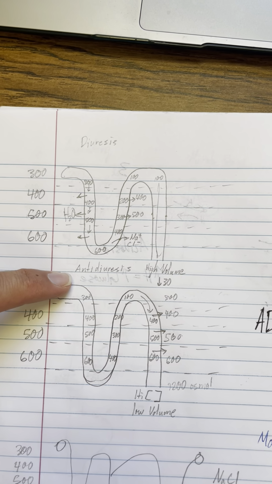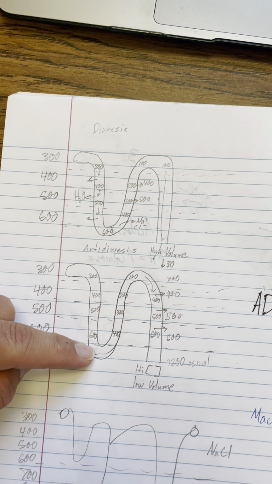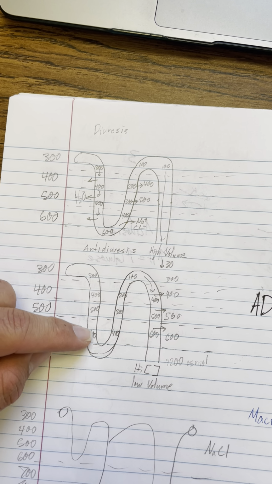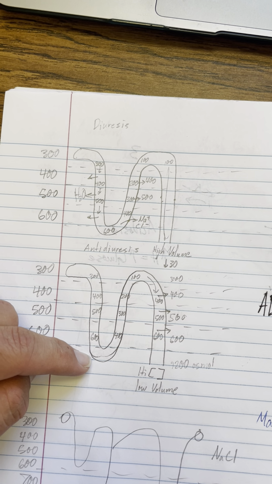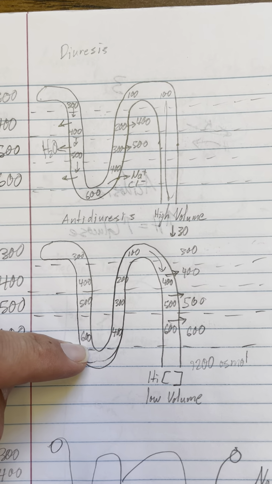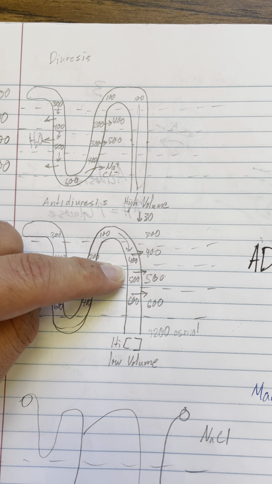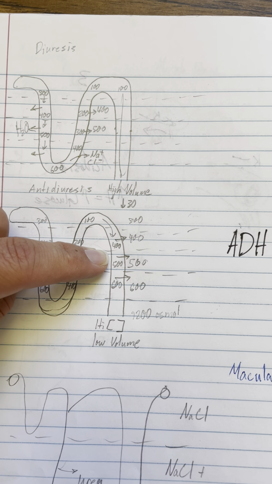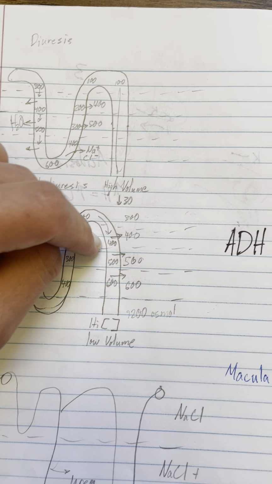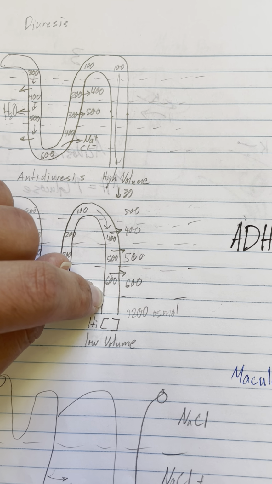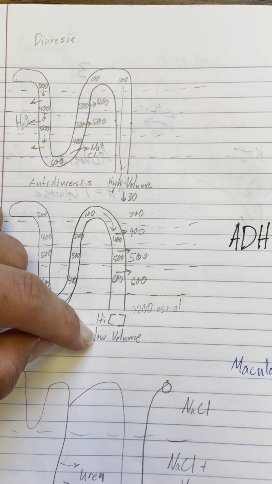So in antidiuresis, you don't want to lose as much water. So not as much water is going through here. You're still losing some, and osmolarity is increasing. But as you go up here, as you'll see in the collecting duct, what do we see? We're losing water, and this increases our osmolarity. So now we have a high concentration with low volume of water.